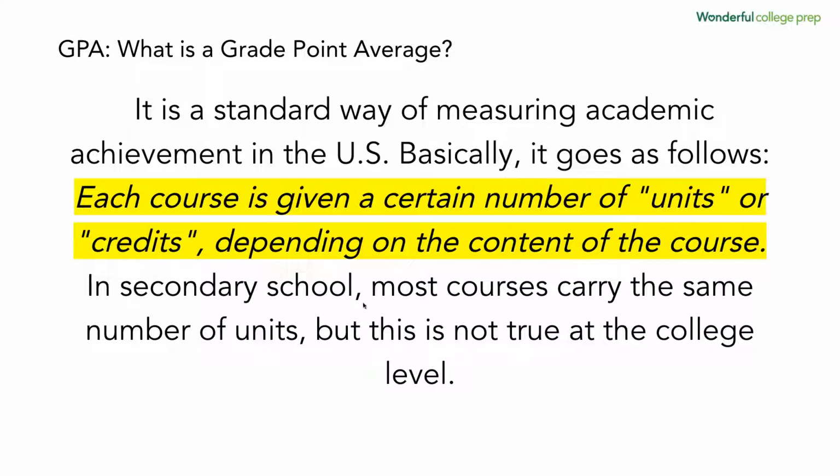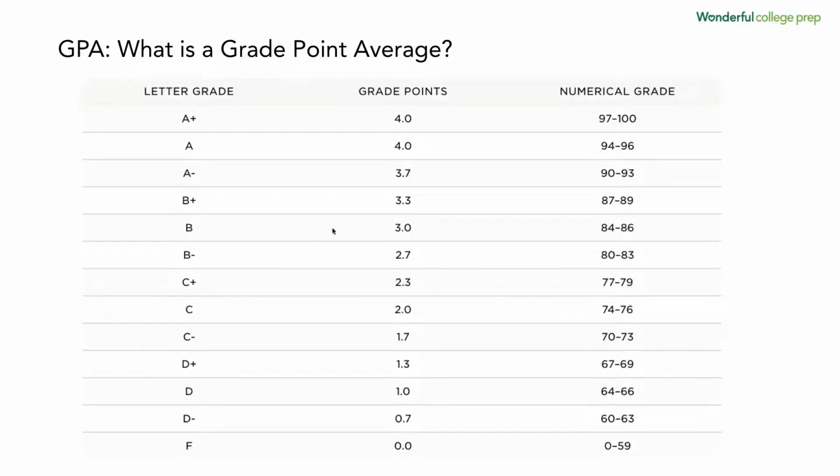Essentially, what happens is for every course, you get a number of units or credits, depending on the content of that course. Now, in secondary school, which is high school, courses all carry the same number of units, but particularly in our BC courses and college courses, that can vary a lot based upon, do they have a lab, what level is it set at, how many more hours does it require, and etc. So the number of units can change.